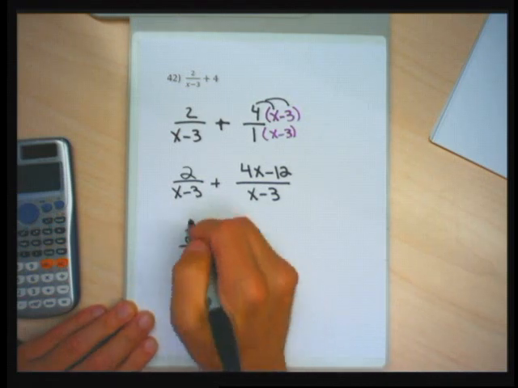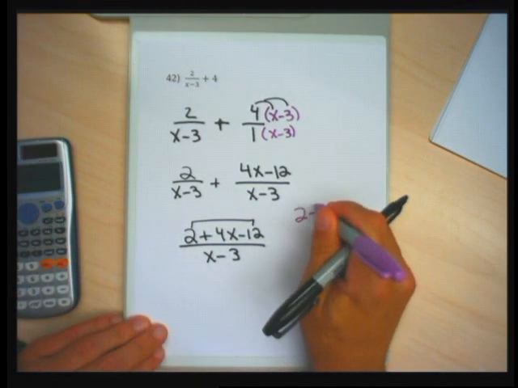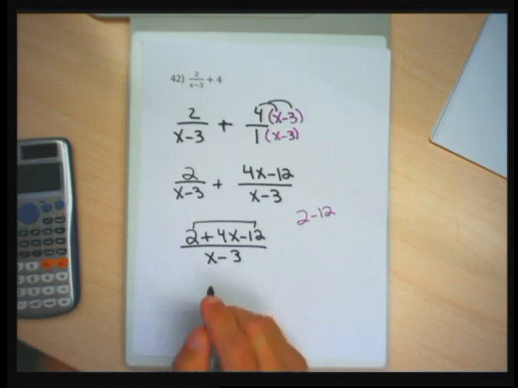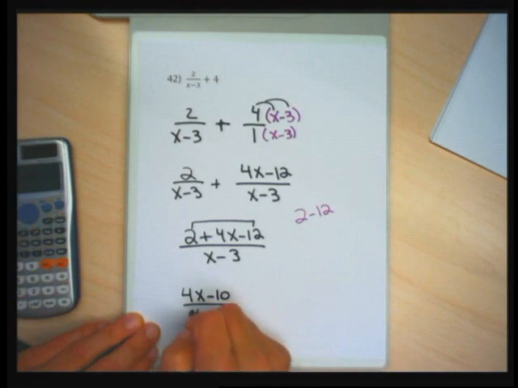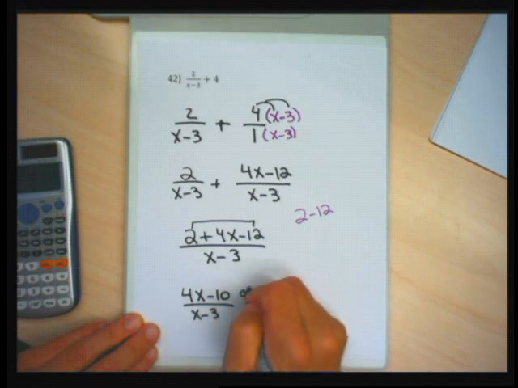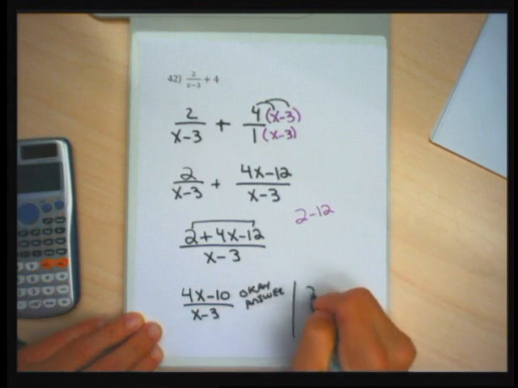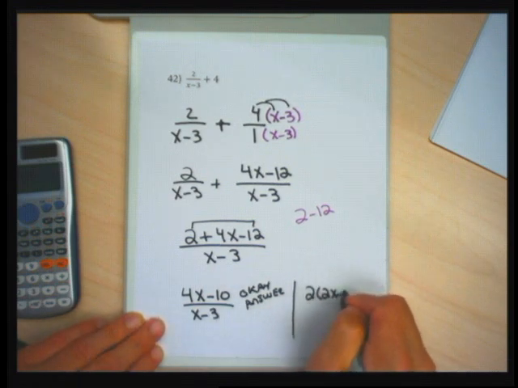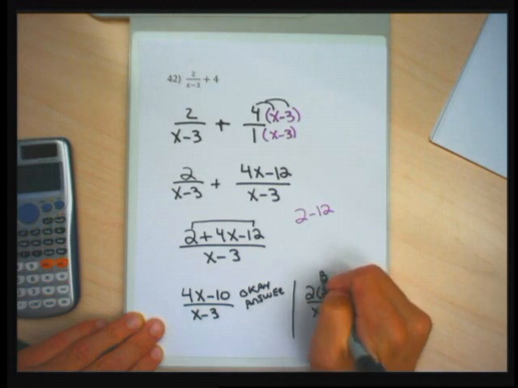And I'm going to combine like terms, which is the 2 and the minus 12. 2 minus 12 gives me minus 10. This leads me to an okay answer, but not the best answer because I can factor out a 2. And this would lead me to the best answer.